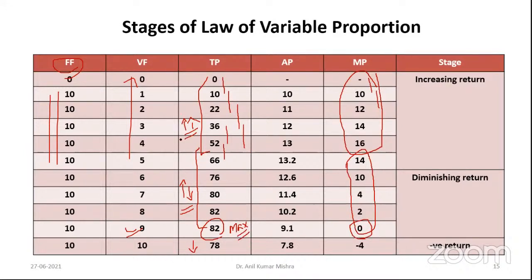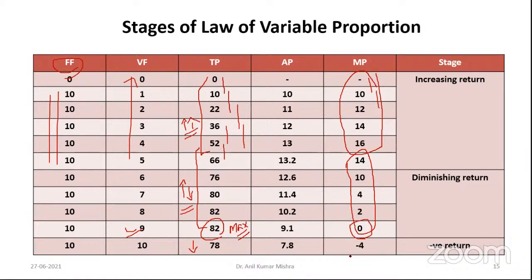So when total increases at an increasing rate, marginal product increases. When total increases at a diminishing rate, marginal falls. And thereafter, when total becomes maximum, marginal becomes zero. When total falls, marginal becomes negative.